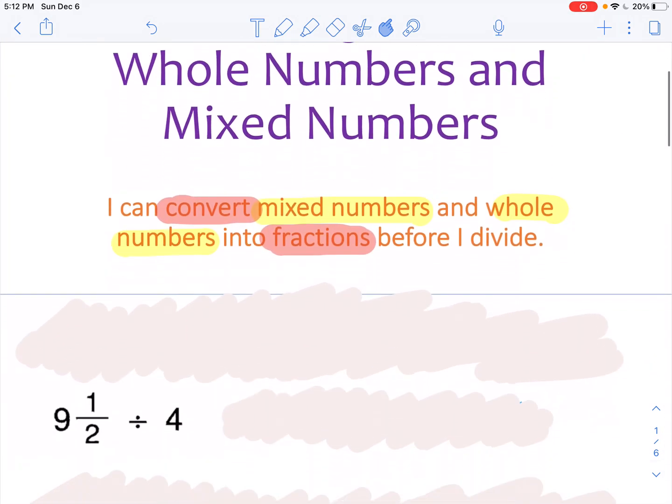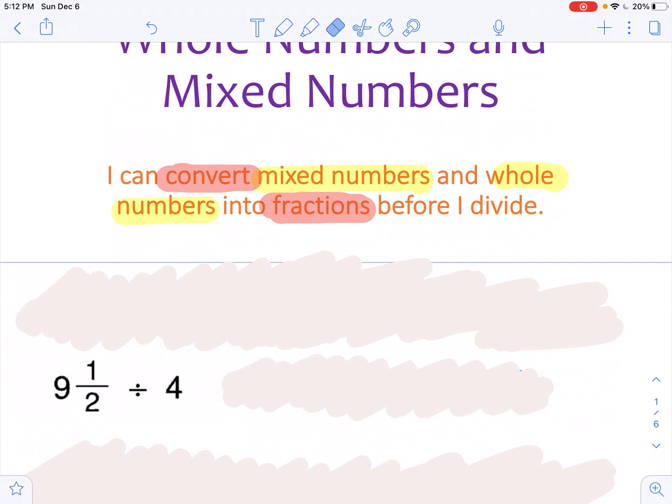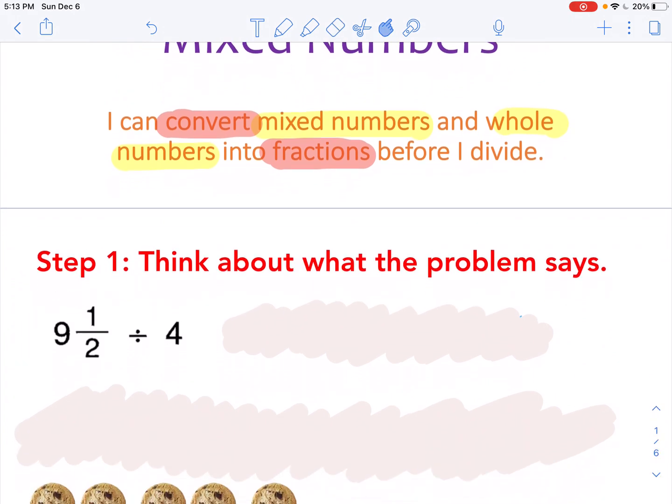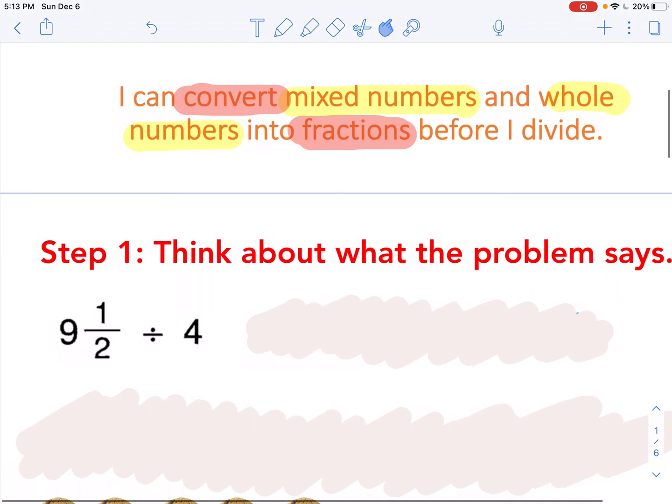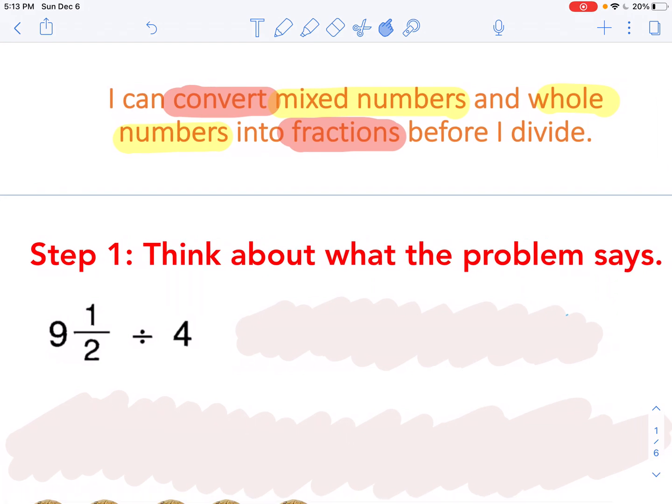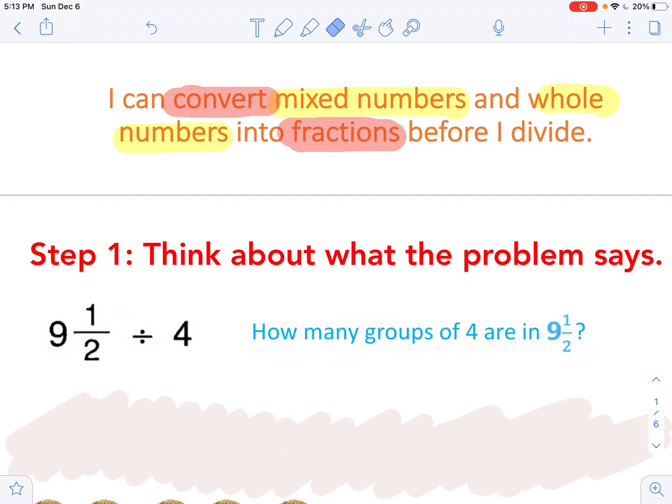All right. Here is example number 1. But before we do any dividing, we're going to do a couple of quick steps. So step number 1 is to think about what the problem says. Because when I read divide by sentences, my brain doesn't immediately think, oh, I know exactly what that means. So this problem on the left says 9 1/2 divided by 4, right? But that is tricky to think about. What does divide by mean? So we're going to change this into how many groups of 4 are in 9 1/2.